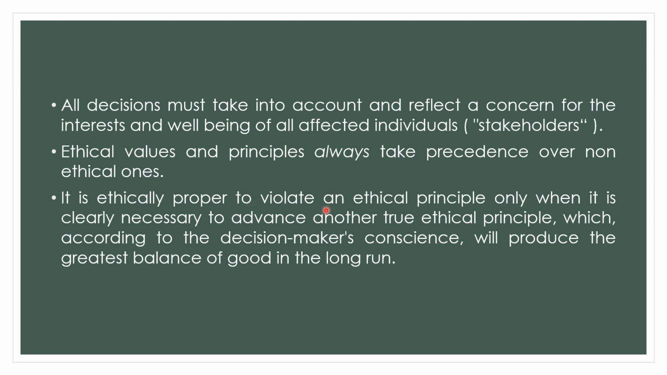It's ethically proper to violate an ethical principle only when it is clearly necessary to advance another true ethical principle, which according to the decision maker's conscience will produce the greatest balance of good in the long run. So they say it is okay to violate an ethical principle, but only when it is to advance another true ethical principle. Like in the case of normative ethics, the example where you can kill a terrorist in order to save the lives of thousands of civilians. At that time you are violating the ethical principle that you should not kill in order to advance another true ethical principle, which is to protect or save the lives of many. So that has to be done according to the decision maker's conscience, so that it will produce the greatest balance of good in the long run.